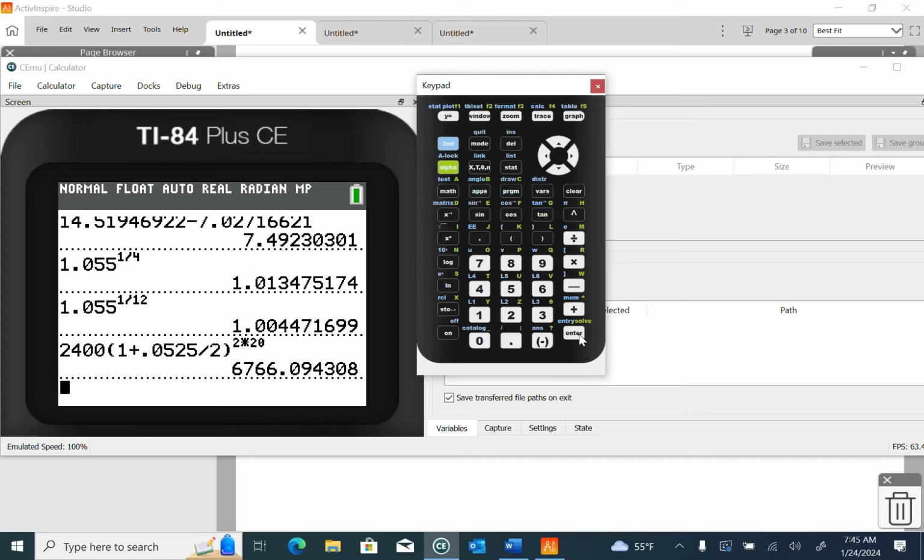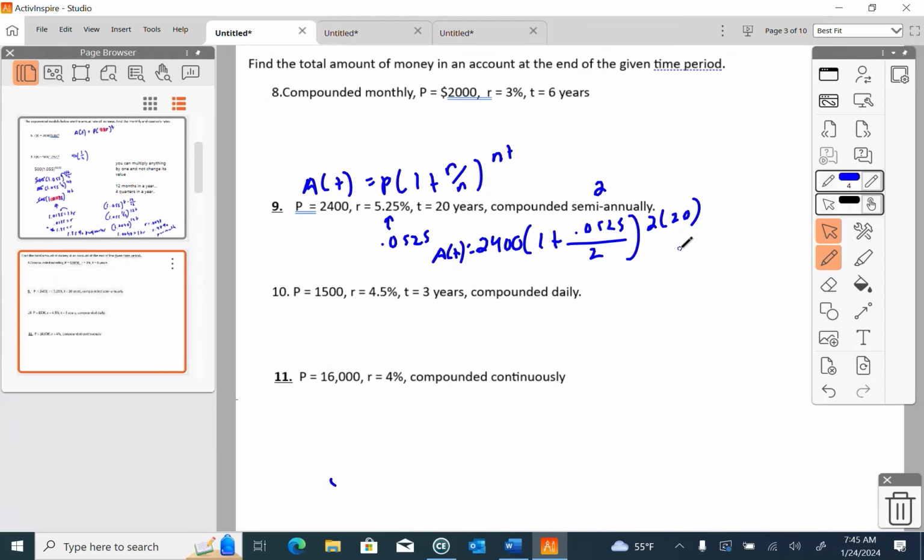Ta-da! Your calculator can do it for you. $6,766.09. Took 20 years, but you more than doubled your money. The reason I went out 2 decimal places is because it's freaking money.